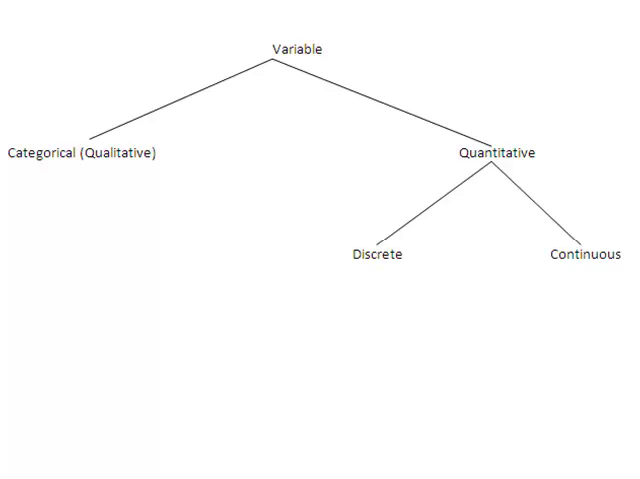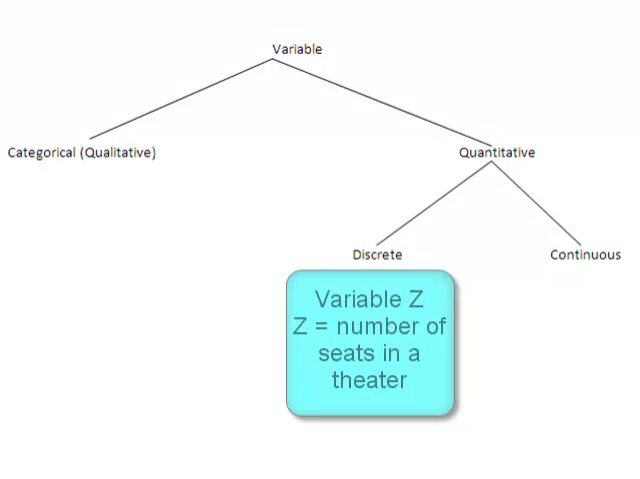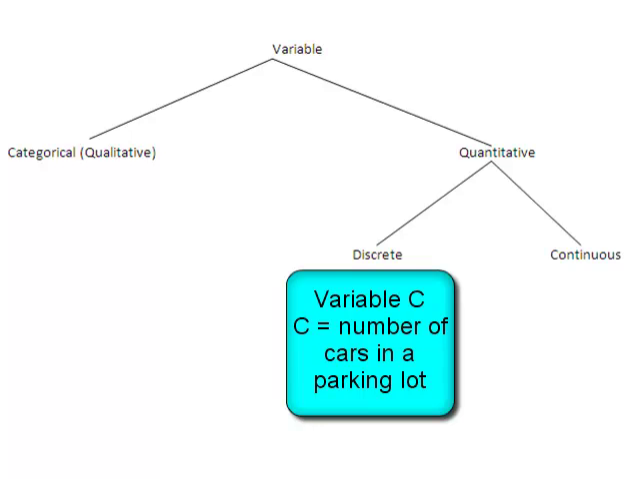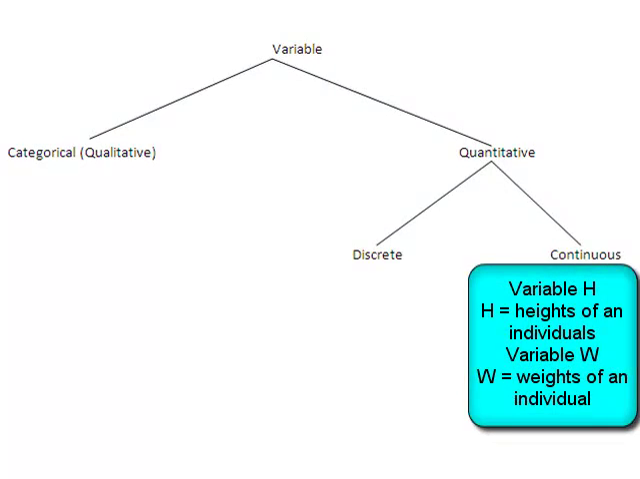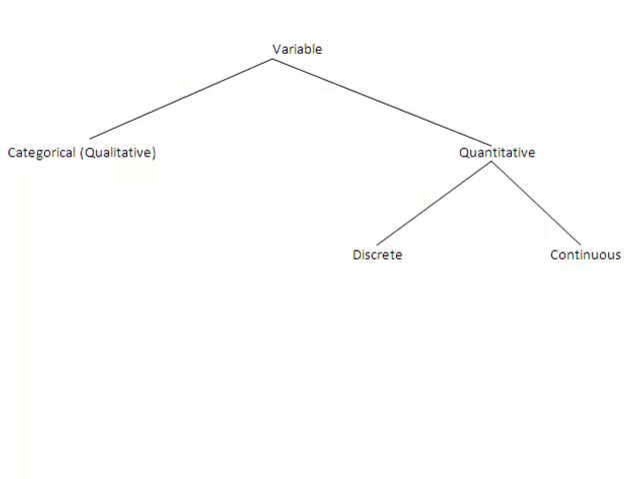Now let's look at quantitative discrete variables. That would be things like the number of seats in the theater, the number of cars in a parking lot, the number of people who take the first train into D.C. Now, what's a continuous variable? The heights of individuals, the weight of individuals. Those would all be considered quantitative continuous variables. So those are just some examples.